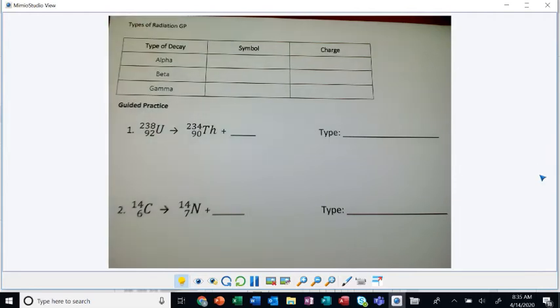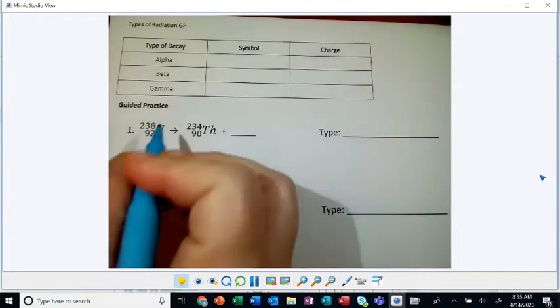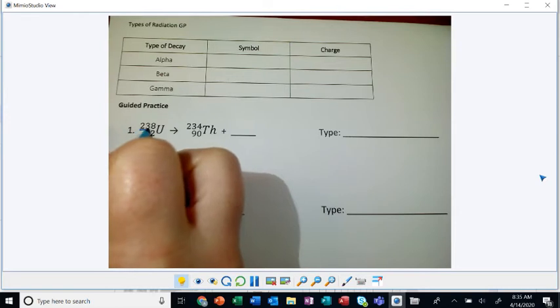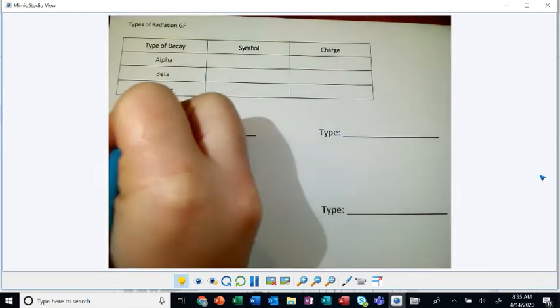Do some guided practice for how to do nuclear equations. All right, so here we go. Number one, the first thing I want you to do is don't get overwhelmed by what you're looking at. We want to focus on the numbers and the numbers only. So I'm going to start with my numbers on top. I have 238.